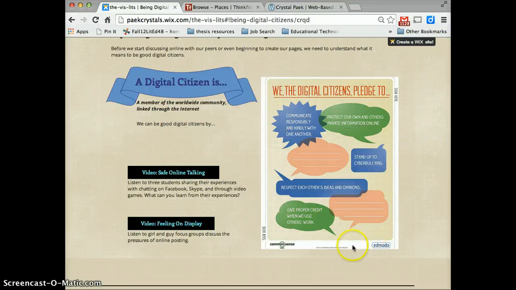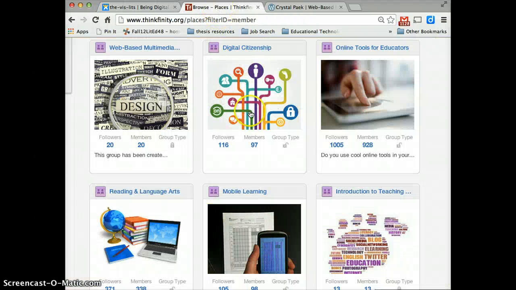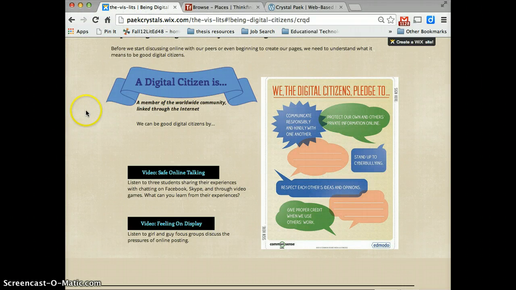This is our little pledge that we can edit and expand upon in class, and there are two videos, two resources that I got from my Thinkfinity group. It's actually called Digital Citizenship. It's very helpful. It's from Common Sense Media, and through their site I was able to find lots of resources on digital citizenship, and I do recommend it.